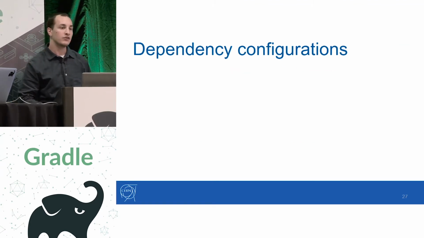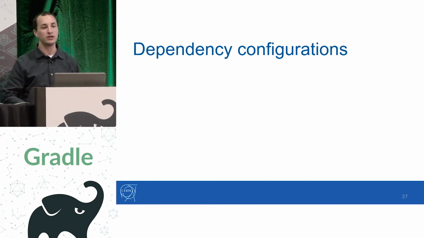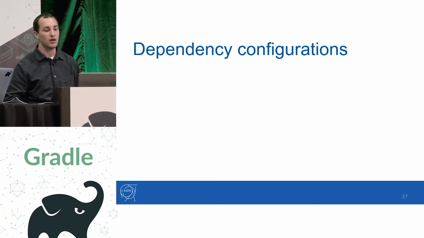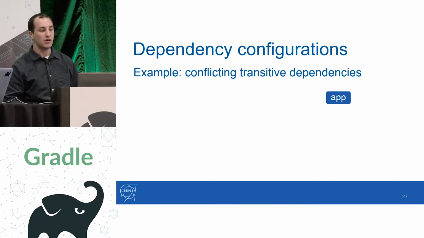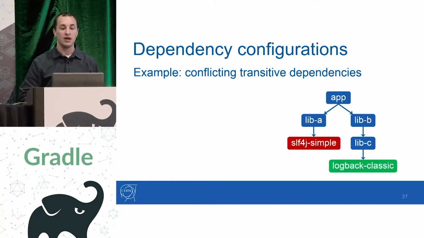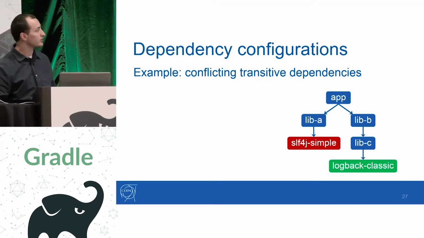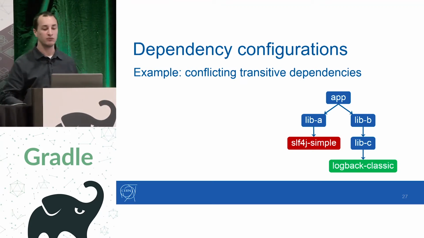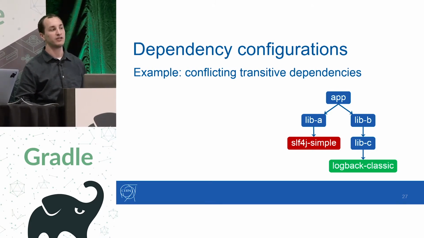Right. So a little bit more about how dependencies in configurations work, and one thing that I'd like to mention about this, because we find it very useful. Let's take an example where you have conflicting transitive dependencies. Let's say we have an application with some libraries that it depends on, and two of those libraries depend on two logger implementations, SLF4J Simple and Logback Classic. I know that this should not happen. However, we know that this does happen from time to time. So of course, this is not a conflict that can be detected by Gradle.